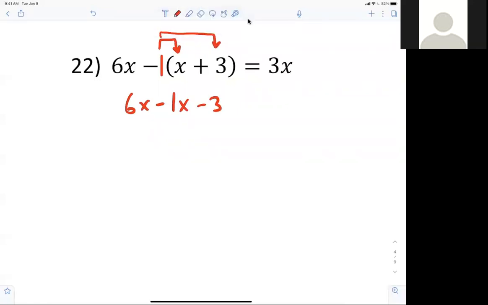Yes. And then you would combine the 6x and the -1x. Which is? 5x. Good job. And then you would do +3. Good. So it's 4x equals 6x. Whoa, whoa, whoa, whoa. Big mistake. You can't put 3 with 3x.